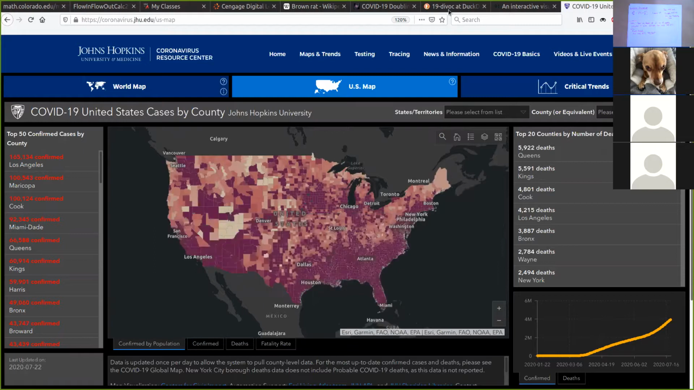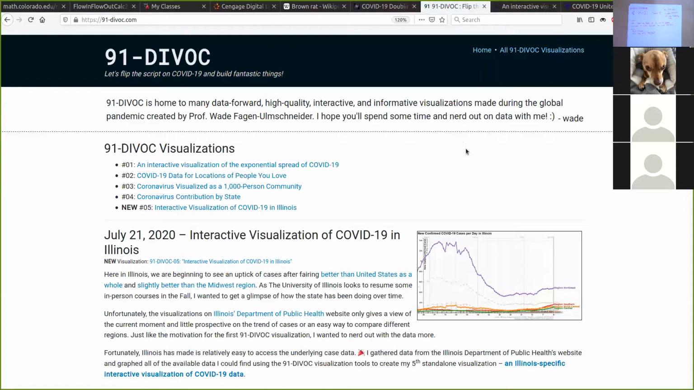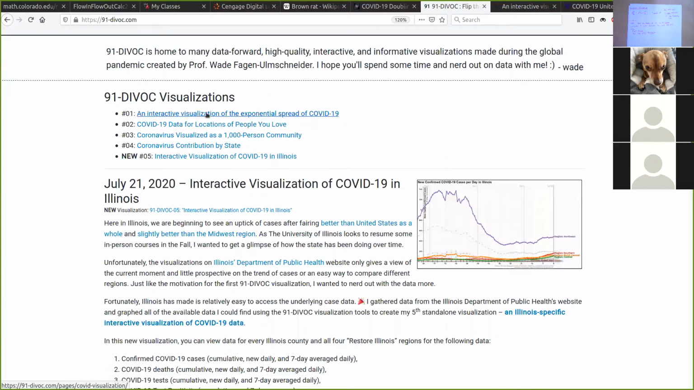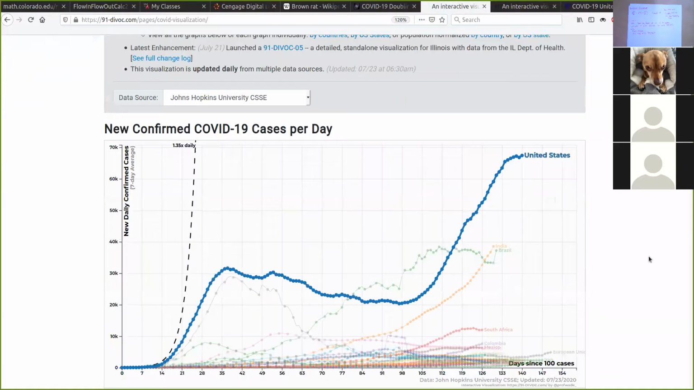The other thing you can do is this guy. So if you spell COVID-19 backwards, there's this flip the script, which I think is this whole flip thing, which is why they spell it backwards. If you go to this guy's website, he's a mathematician, and he's got a lot of good data. So if you kind of just click on the first thing, interactive visualizations, you will pull up a lot of graphs that are really useful.